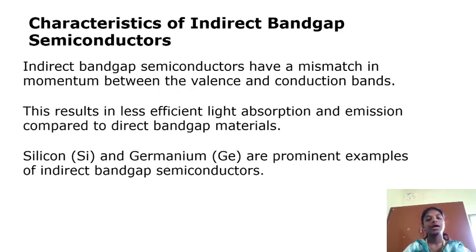Characteristics of indirect bandgap semiconductors. Indirect bandgap semiconductors have a mismatch in momentum between the valency band and conduction bands. This results in less efficient light absorption and emission compared to direct bandgap materials. Silicon and germanium are prominent examples of indirect bandgap semiconductors.